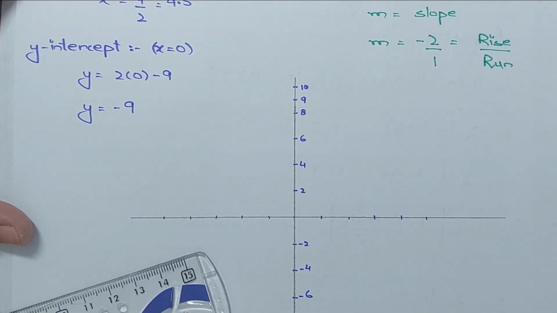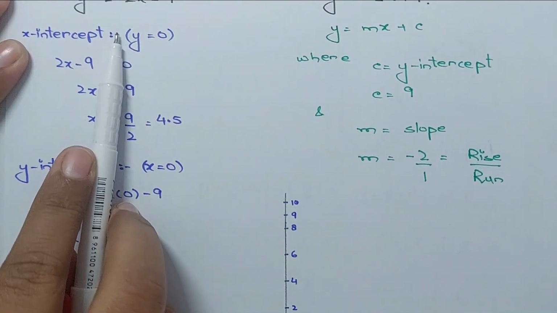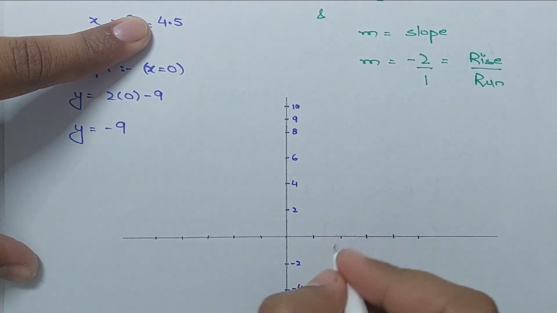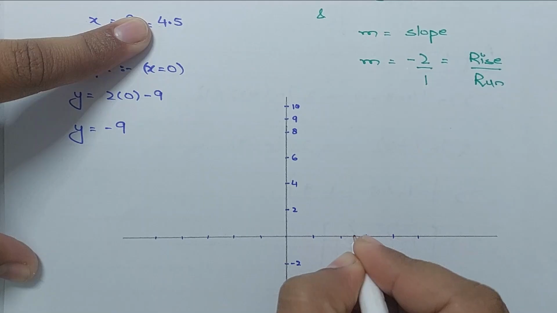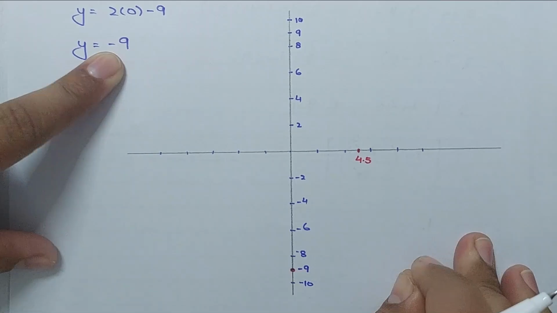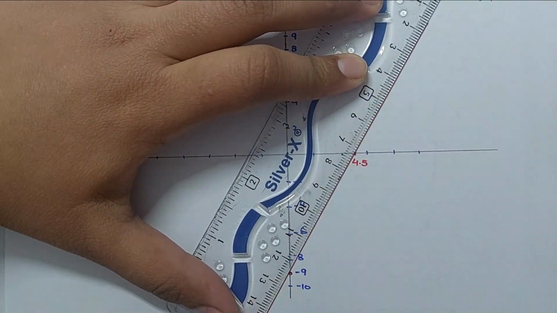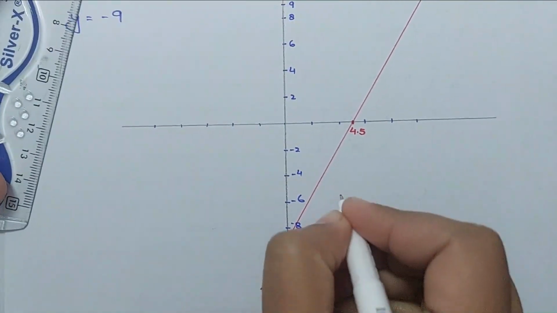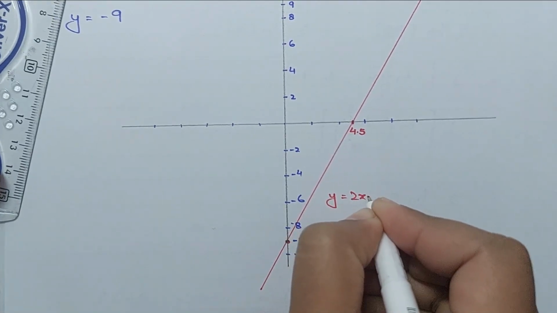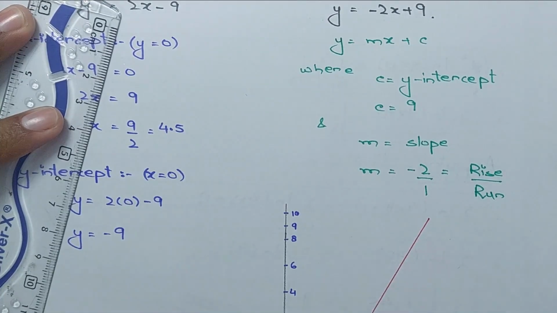Now for the first function, I'm using the red one. y equals 2x minus 9. The x-intercept is 4.5. So here we have 2, 4, 4.5. This is the x-intercept. And the y-intercept is negative 9. This is your negative 9. Let me sketch this. Connect these two. So this red one is a graph for y equals 2x minus 9.